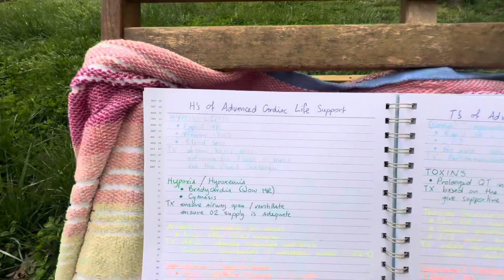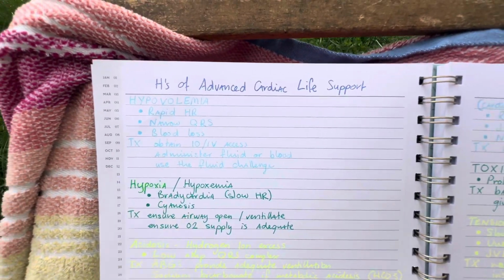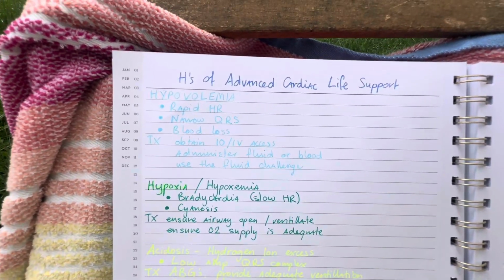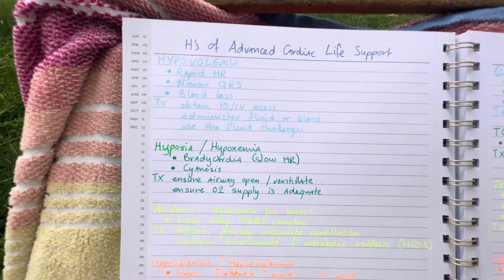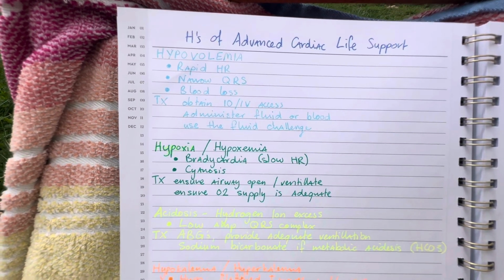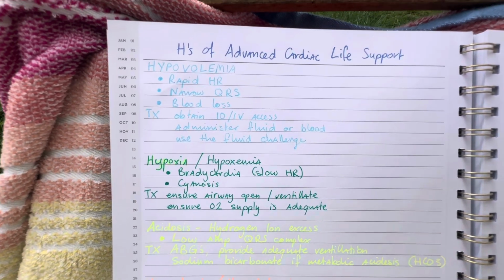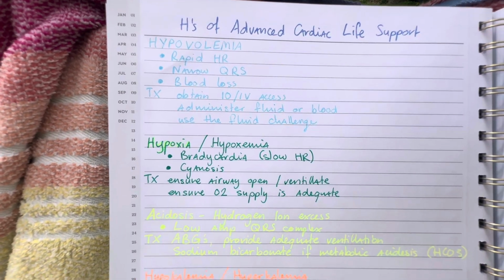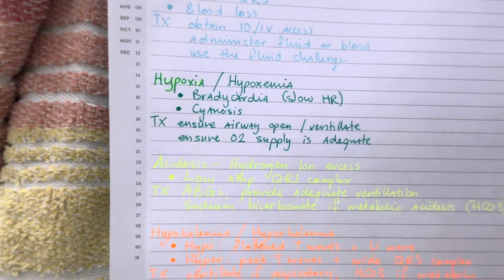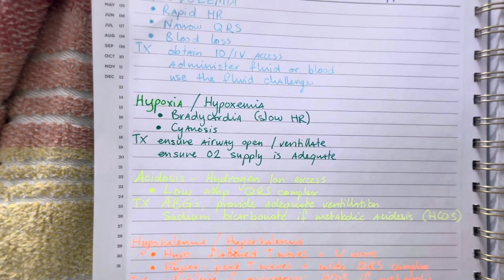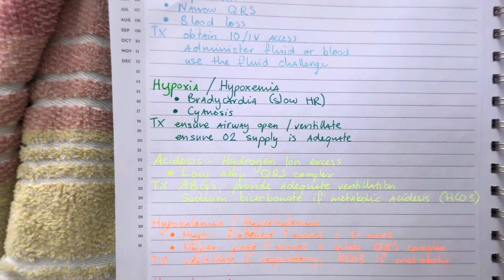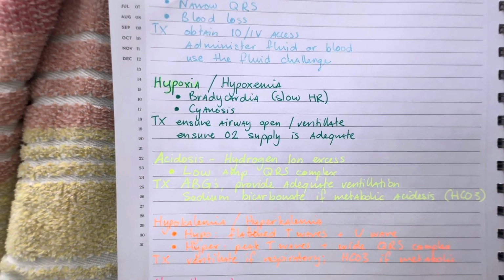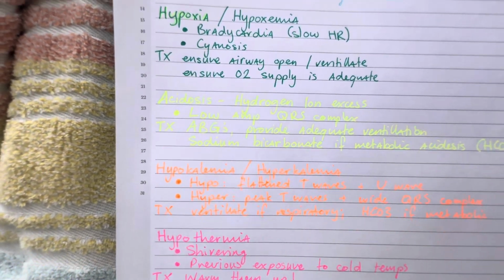Okay, the H's of advanced cardiac life support. Hypovolemia. You will see a rapid heart rate, narrow QRS, blood loss. You need to obtain IO, intraosseous, and IV access, either one. Administer fluid or blood. Use the fluid challenge. Hypoxia or hypoxemia. You'll see bradycardia, cyanosis. You need to make sure they have an open airway, ventilate them, make sure their O2 is adequate.